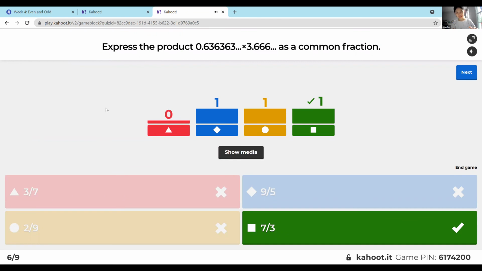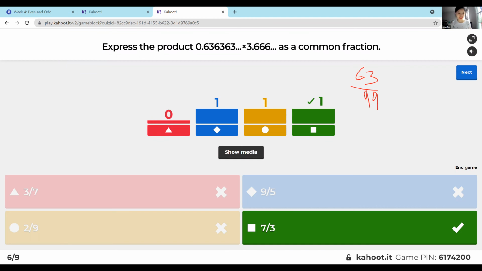Okay. For this, it's multiplication instead of division. And it's 63 over 99. Oh yeah.